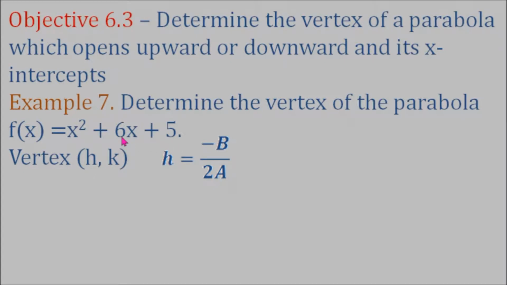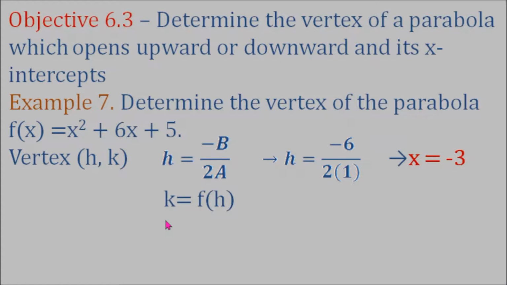So our b here is 6, our a is 1, so that's h equals negative 6 over 2 times 1, which gives us negative 3. To find k, we are going to find f of h. That means whatever we find for h, we are going to substitute that into the x's we have in our function. So that means we have negative 3 squared plus 6 times negative 3 plus 5.